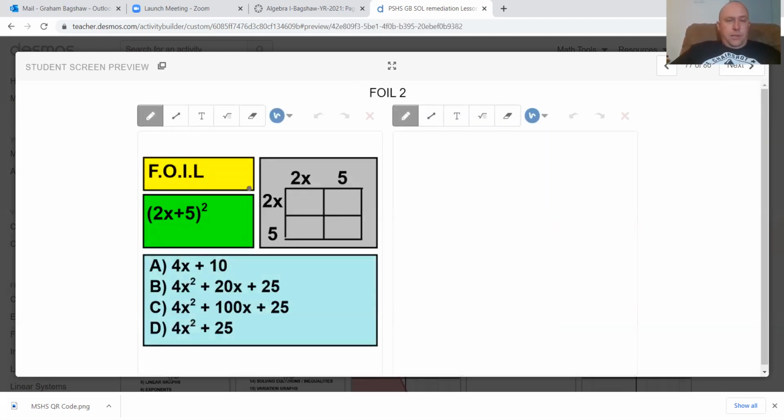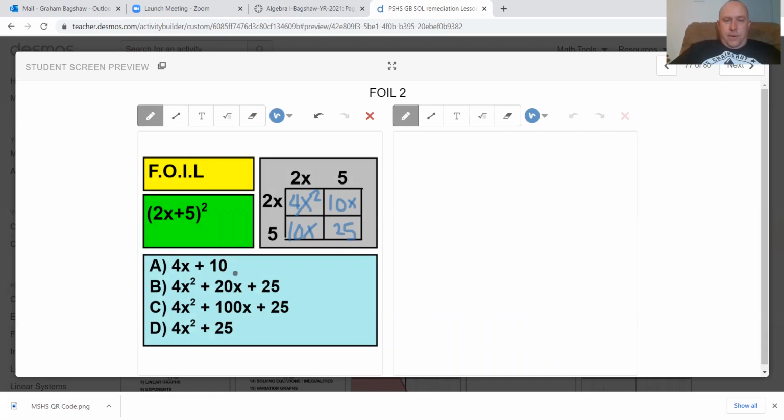For FOIL questions, originally when we did this, we did our grid. Now, specifically if it says squared, remember that means multiply by itself. So in other words, 2x plus 5 times 2x plus 5. So you can certainly draw a grid out for this one and fill in the answers. 2 times 2 is 4. X times x is x squared. 2 times 5 is 10, and there's an x. 5 times 2 is 10, and there's an x. And 5 times 5 is 25.